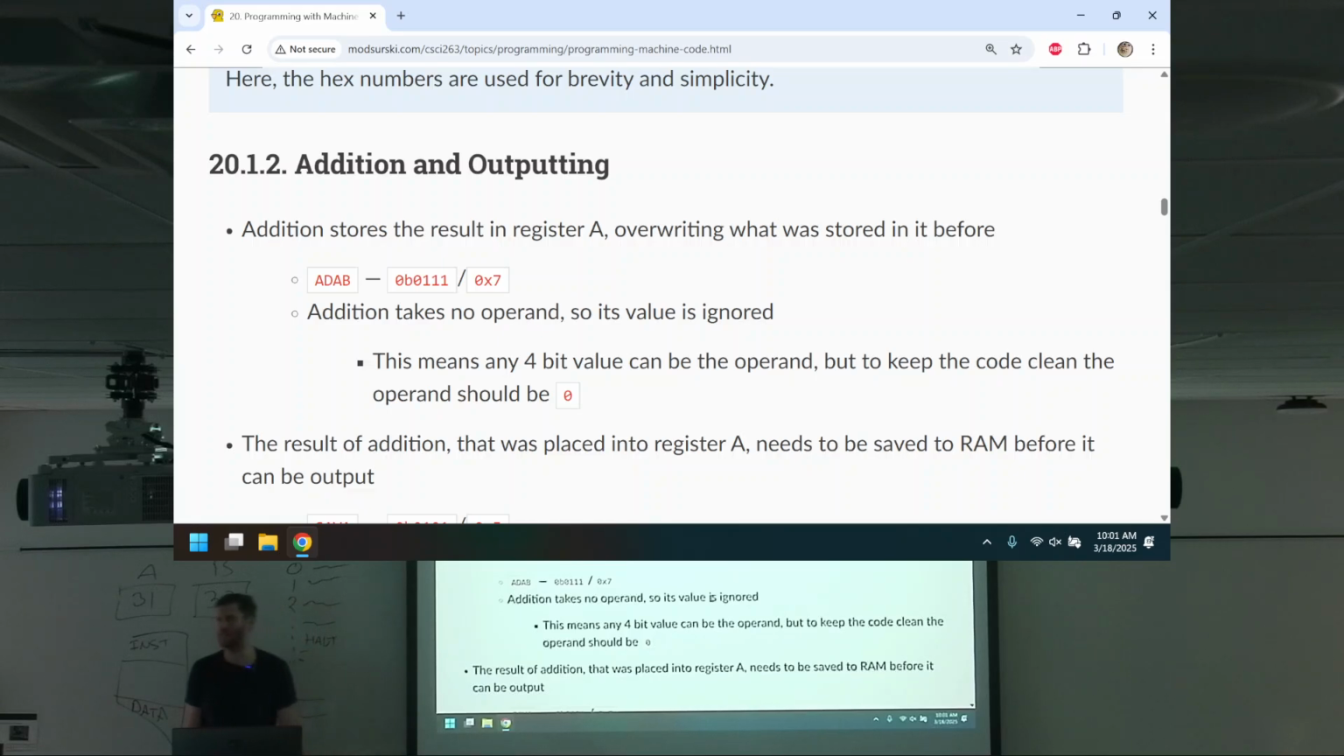So now what do we need to do? Okay, so we've got the value of A, 31 into A, 32 into B. Now I want to do add. How does add work? Well, it takes the value stored in A, the value stored in B, and puts it back into A. Why? Because that's what we told it to do. That's how we designed the system. At least that's how the control logic was set up. So we want to add A and B together. ADAB, right?